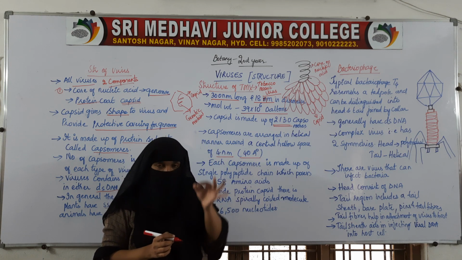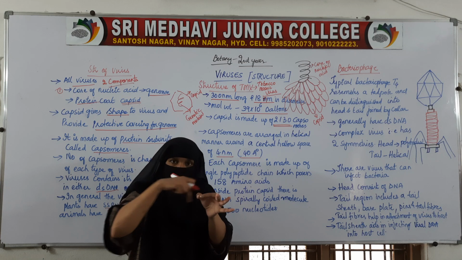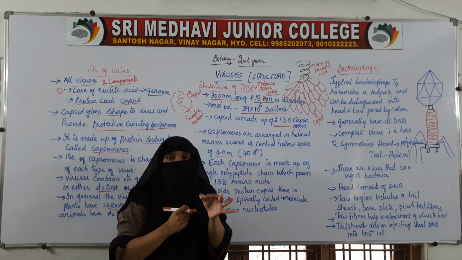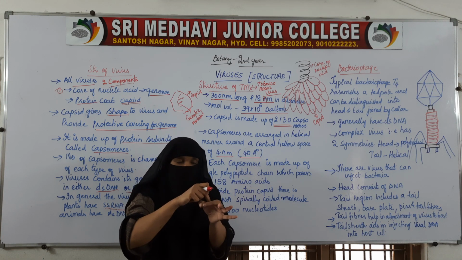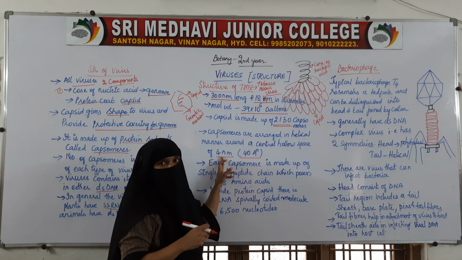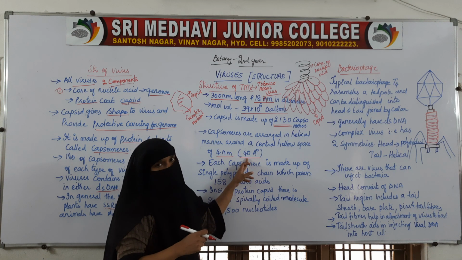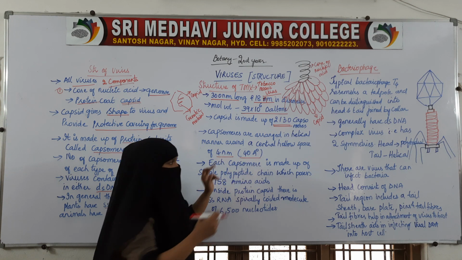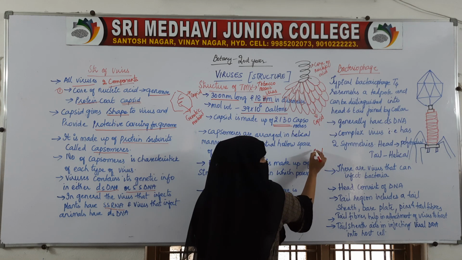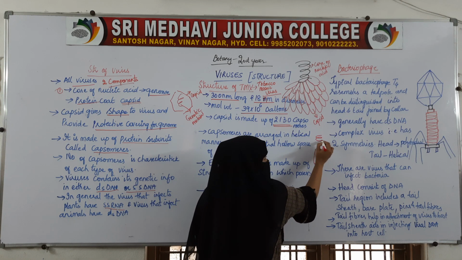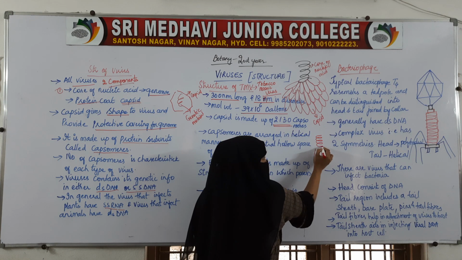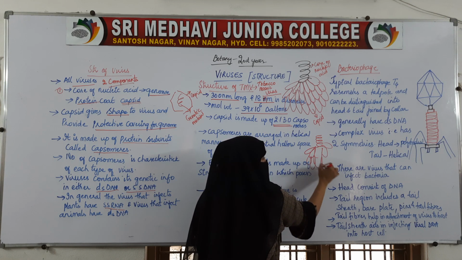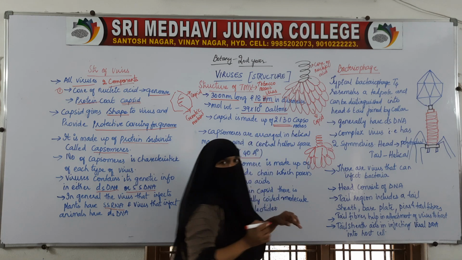Around the hollow space, the capsomeres are arranged in a helical manner. So, how much space is there? It is 4 nanometers, that is around 40 angstroms, the hollow space. Okay. And here we have the genetic material, the core of genetic material. Then around this hollow space, small capsomere units are present.